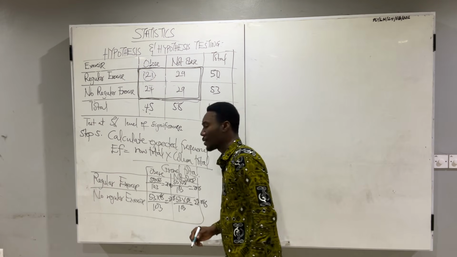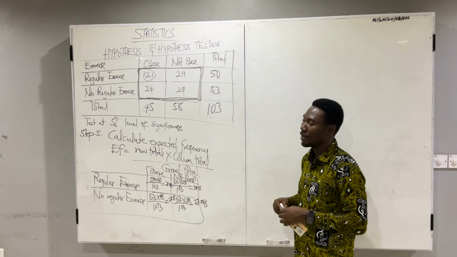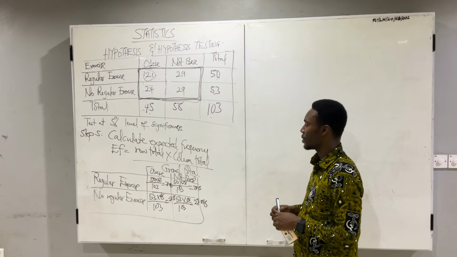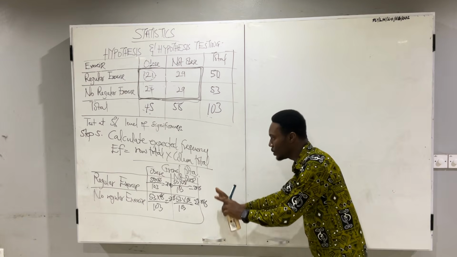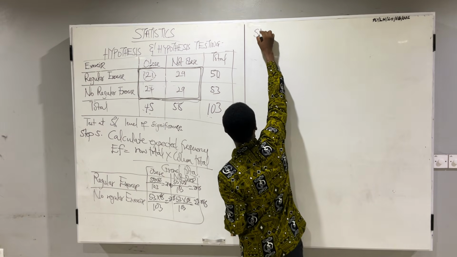29.845. So now we are done with the expected frequencies. When you finish with the expected frequencies, this is where you end. Once you do this, you are done with the expected frequencies. Then you move on to step 6.